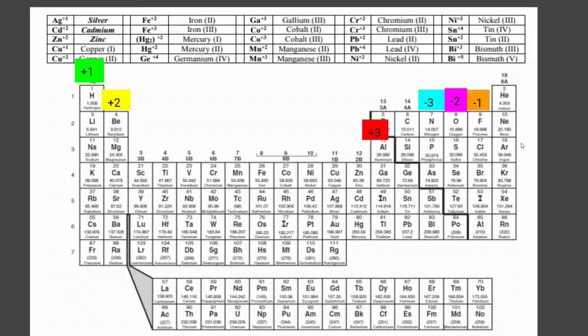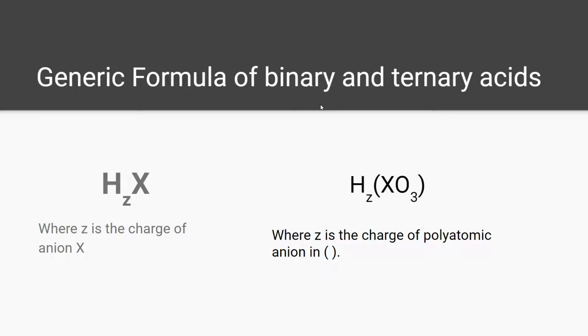So we are still going to use our periodic table. Two things that you need to know about acids: hydrogen will have a +1 charge. The other ions that could be involved in an acid will have charges that we use in the same capacity that we used for ionic compounds.